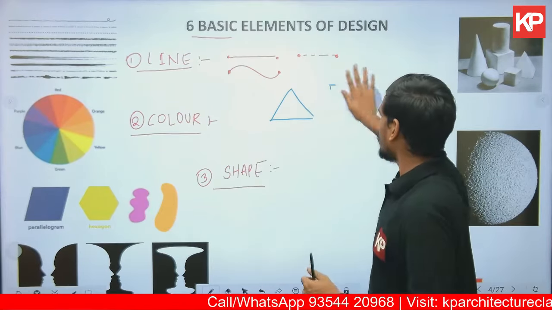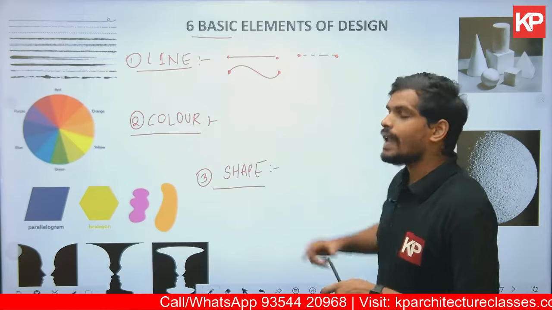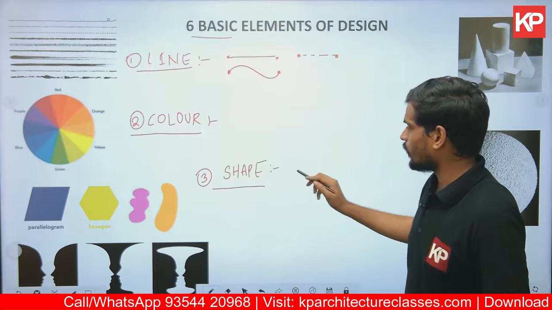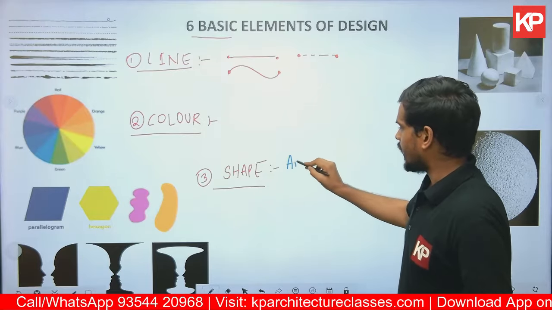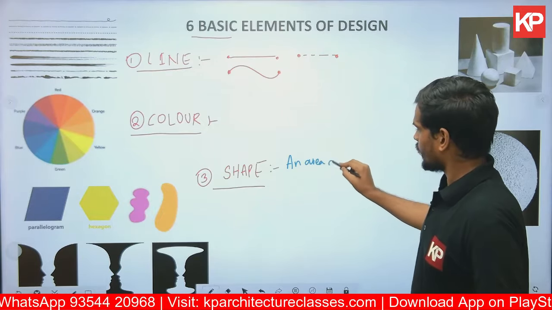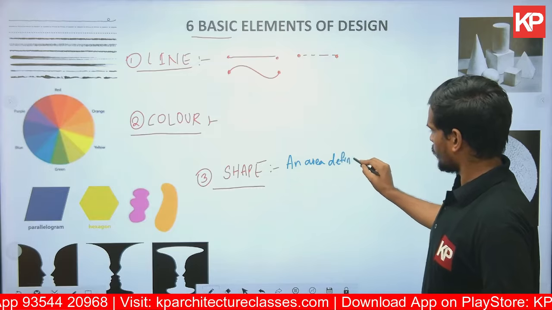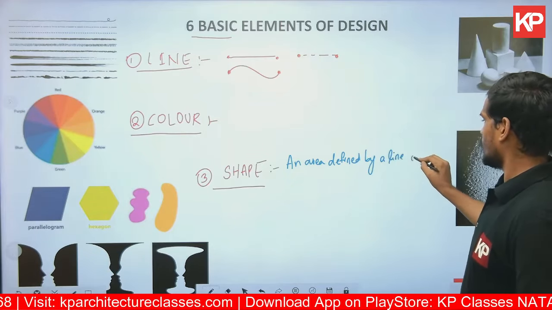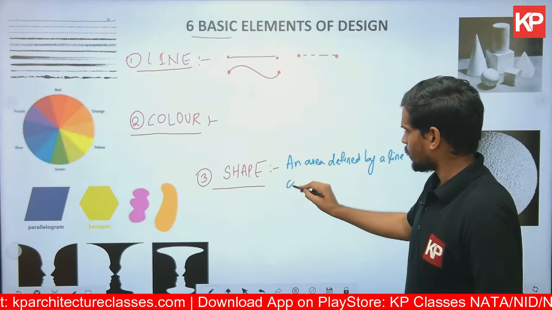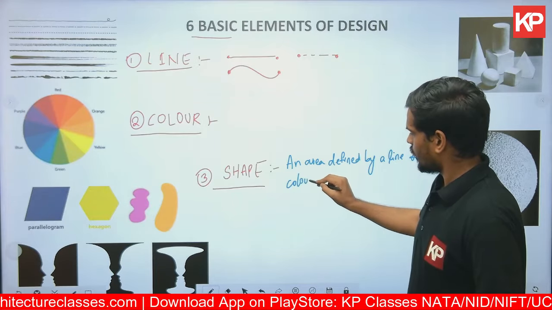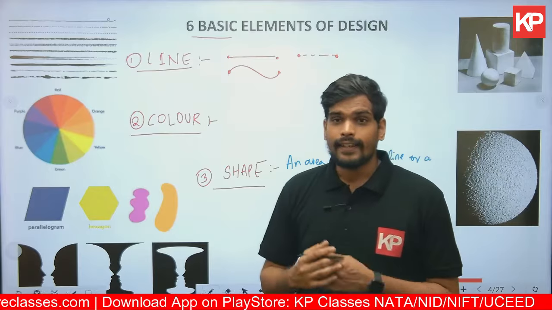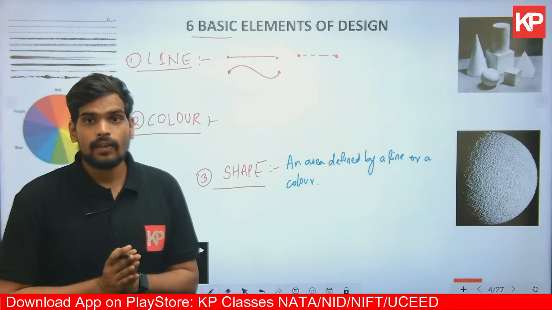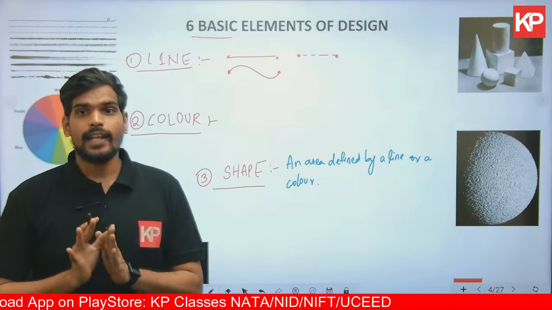Now by definition, what is a shape? It is basically an area defined by a line or a color. So make a note of the definition of what is a shape. It is an area defined by a line or a color. An area which is defined by a line or a color is called a shape. That is the third element of design.